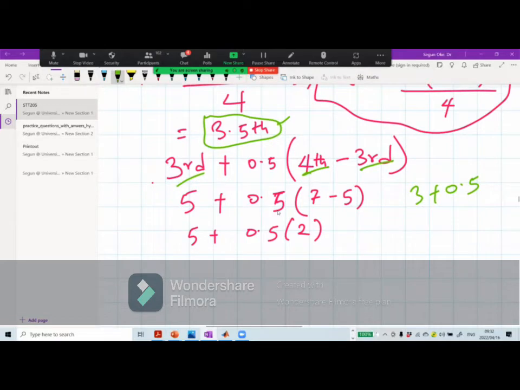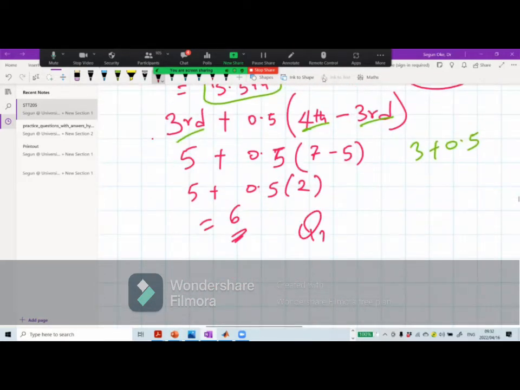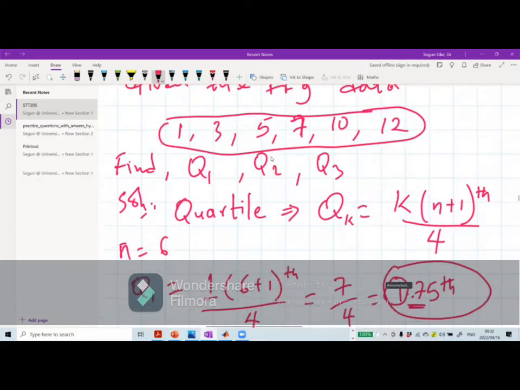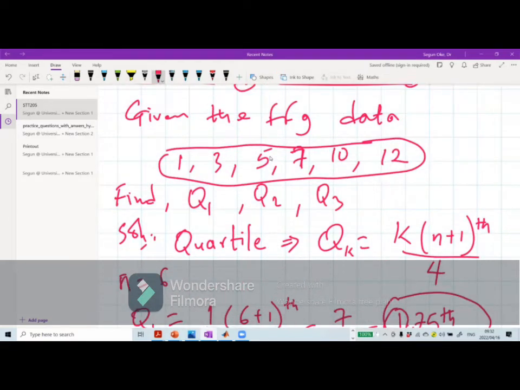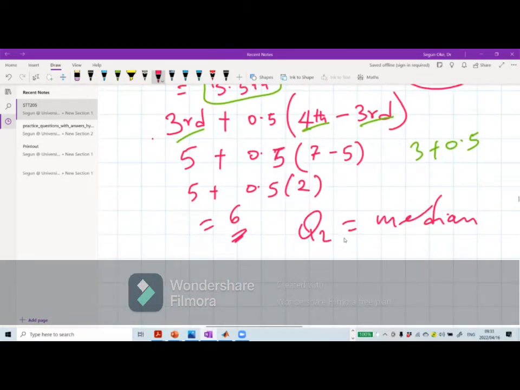So the next thing we need to do here is what? What is the position? The answer is 6. 5 plus 1 is 6. And Q2 is the same thing as median. Please take notes. Q2 is the same thing as median, and you know the median is the middle figure. Remember, when you take this one out, you take this one out, remain this. Add the two together and divide it by 2. What do you get? You have 6.